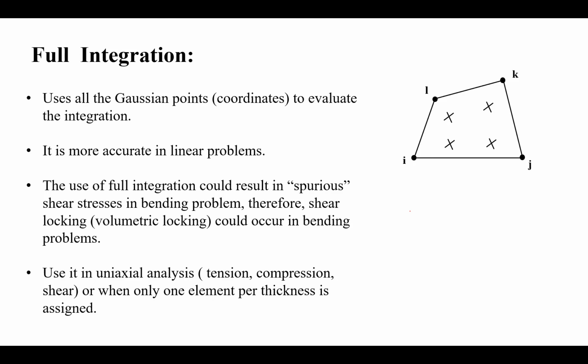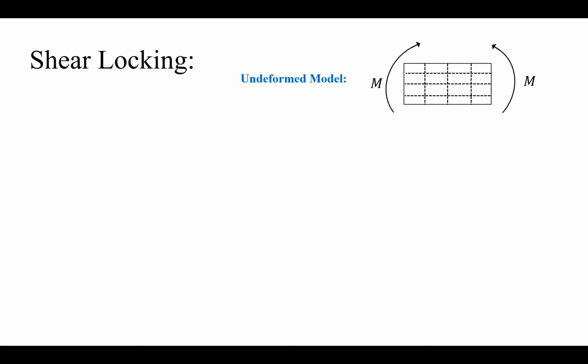And this problem with full integration is present only in bending problems. If you're using uniaxial stresses such as tension, compression, or shear loading, you're not going to have that problem. Or if you use one element per thickness, then you're not going to have that locking problem. But let's look at this shear locking to see what actually the problem is.